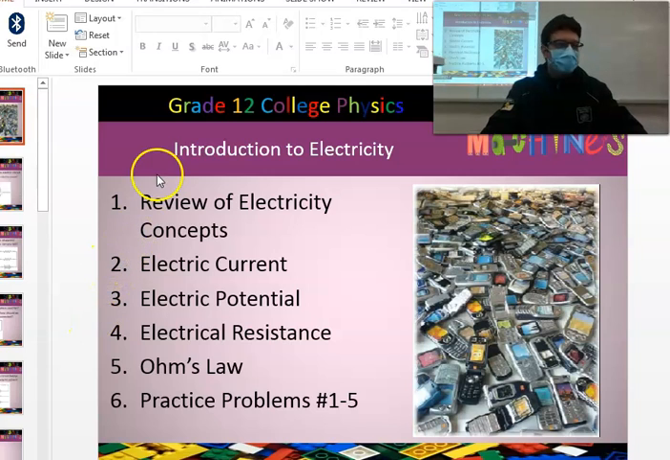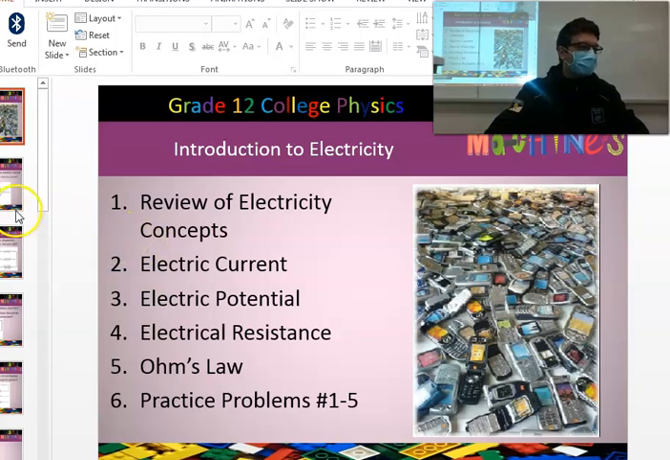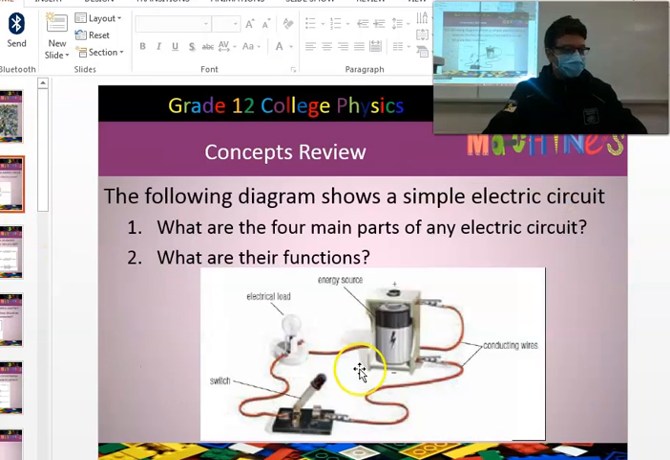All right, so we're studying electricity. These concepts are going to be a review of grade 9, but grade 9 was 3 years ago. So let's go over it nice and slow. Okay, so in this diagram, it shows a simple electric circuit.